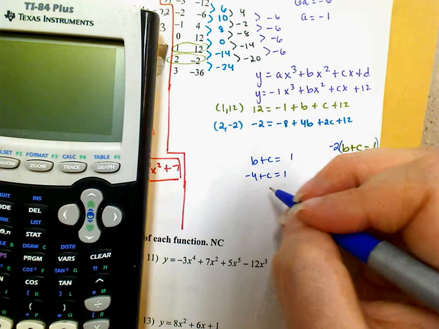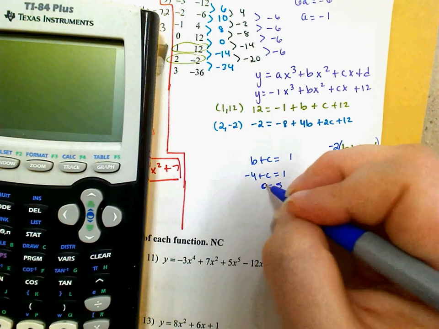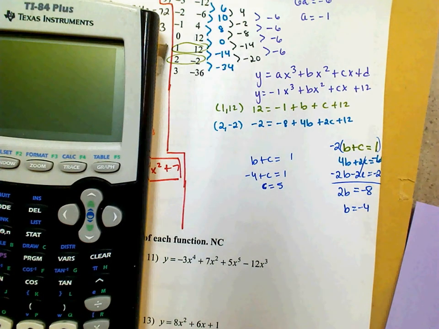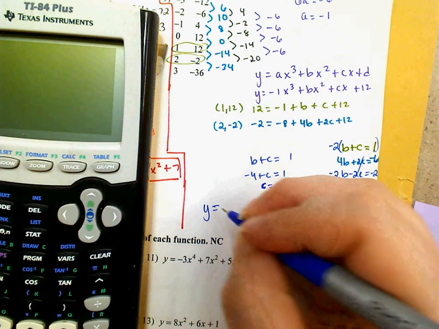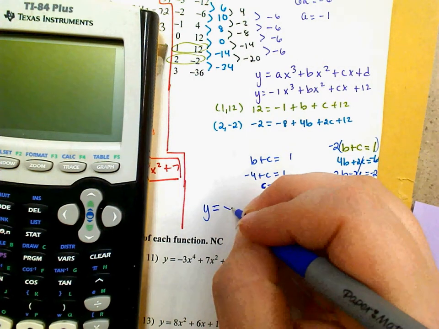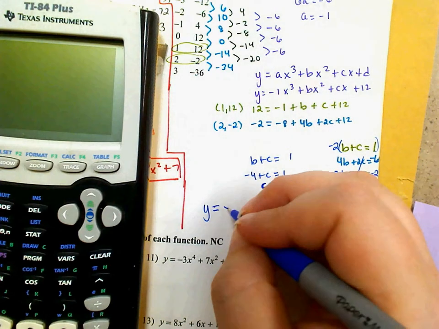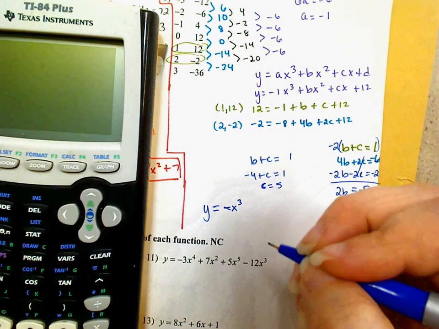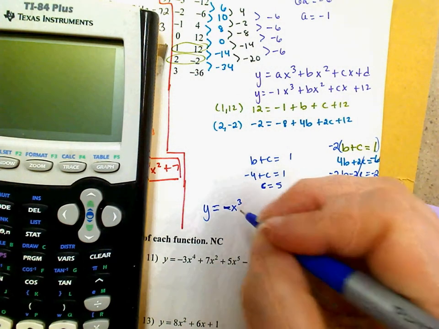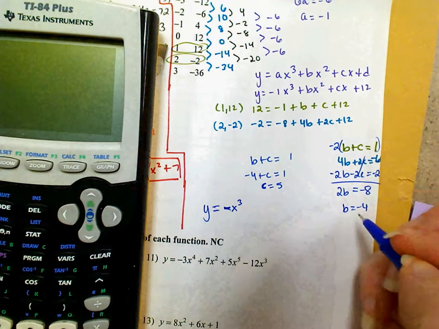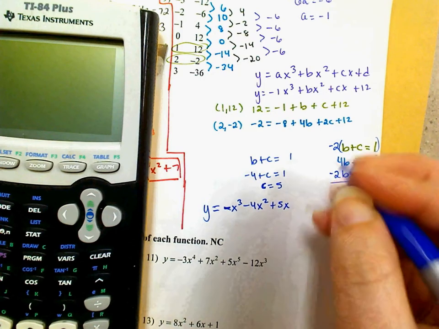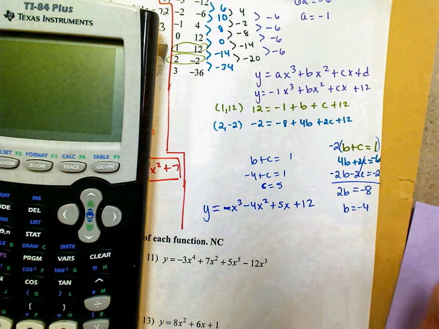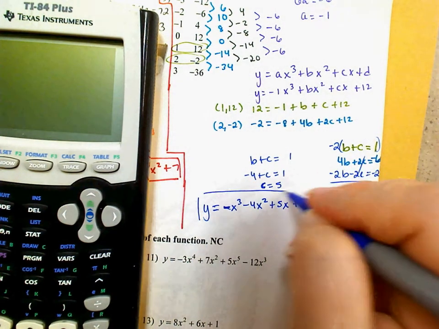Okay, so final answer, y equals negative 1x cubed, or just negative x cubed. B is negative 4, so minus 4x squared. C is 5, so plus 5x, and D is a constant 12. And there we go. That's lovely.